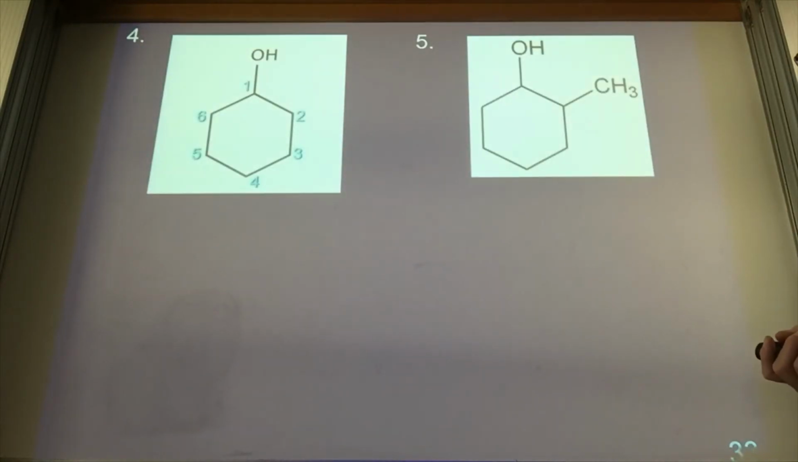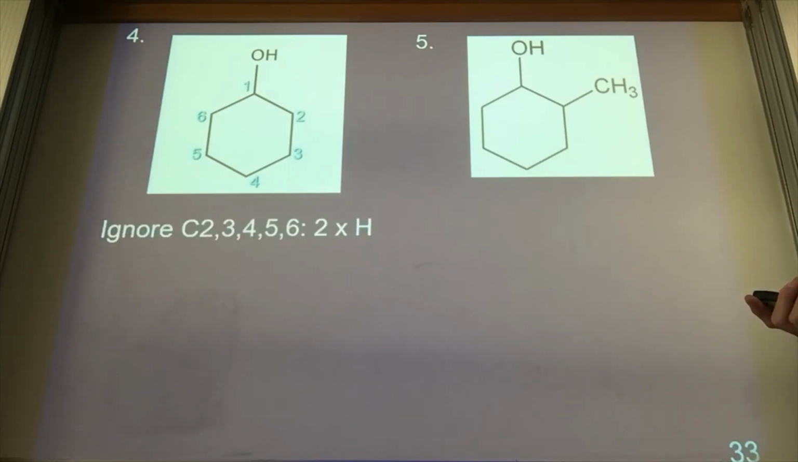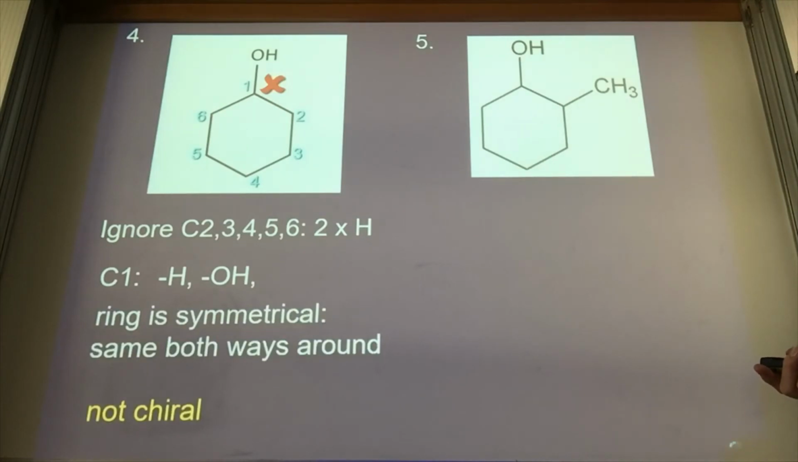Need to be a little bit careful with rings. So this one, all of these atoms are going to have 2 hydrogens. If you count up the bonds, each carbon here's got 2 bonds, and that means they've got to have 2 hydrogens. So all those are ruled out. What about this one? Well, it's got a hydroxyl, it's got a hydrogen, and then the chain is symmetrical. So if you go around this way, it's exactly the same as going around this way. So that means it's not chiral. Ring is symmetrical, it's the same both ways you go around.